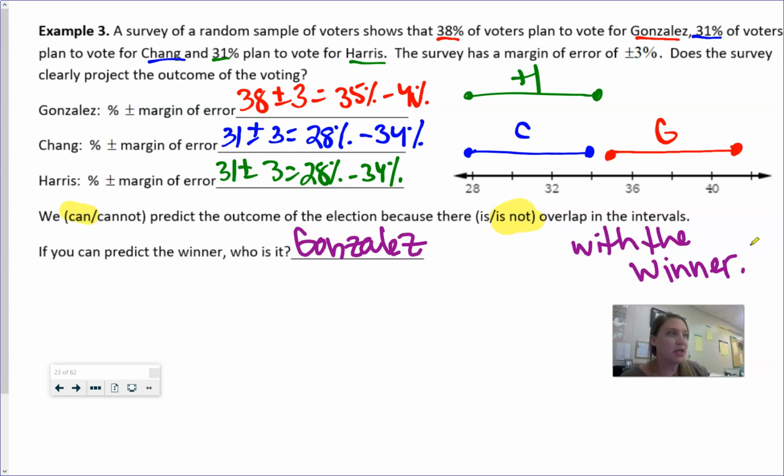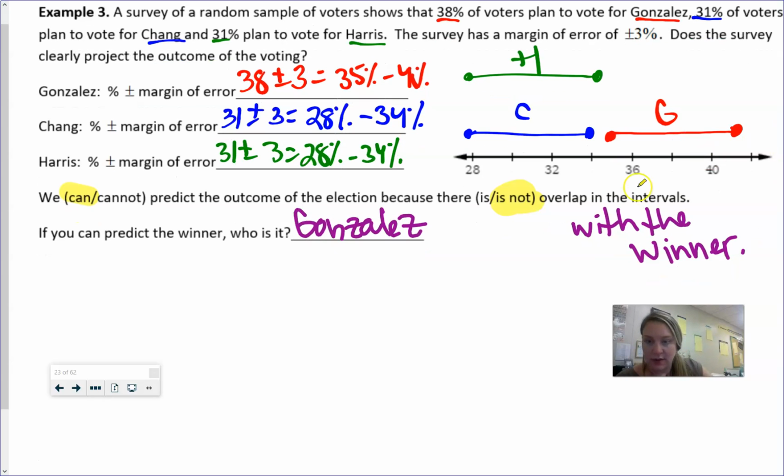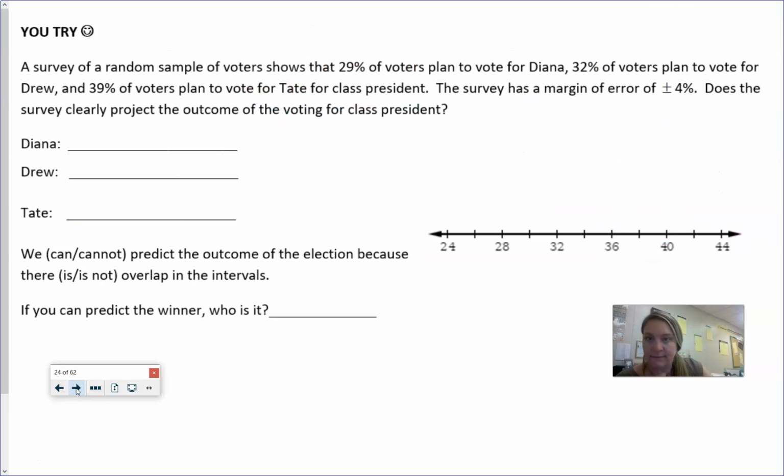All right, so our next one, here's another 3-person race, this time for class president. So we have Diana, Drew, and Tate. So I want you to pause, and I want you to do this one, and let's see if we can predict a clear winner or if we cannot. All right, pause the video and try it.